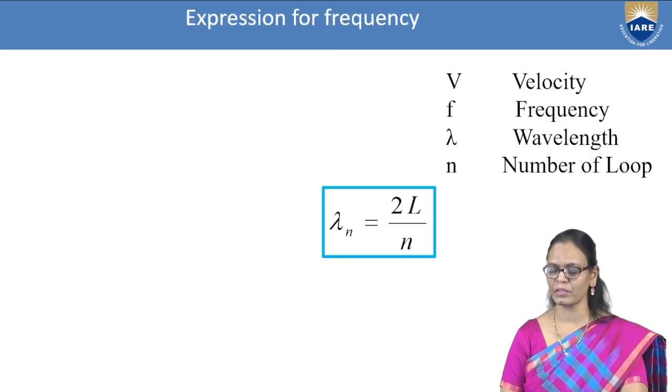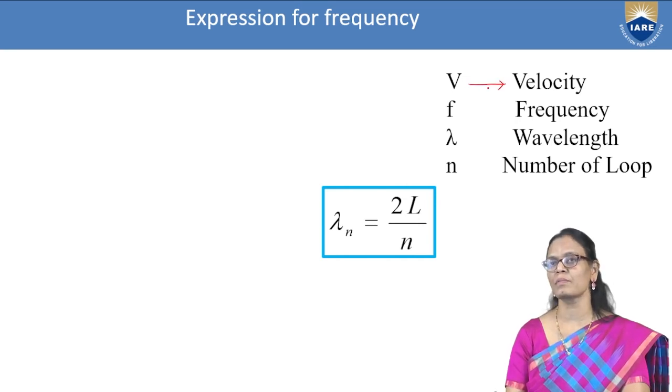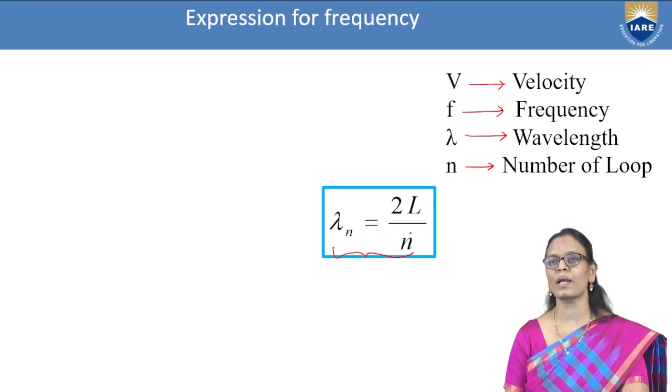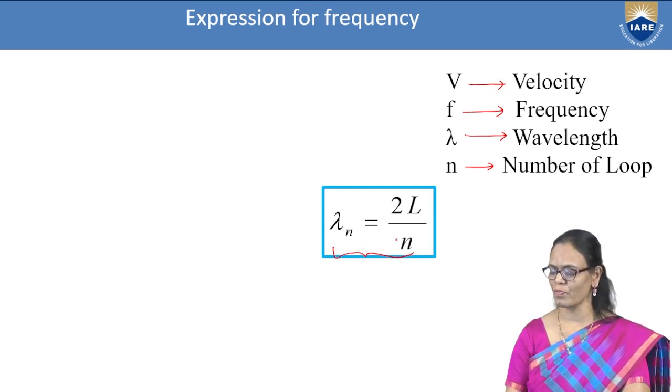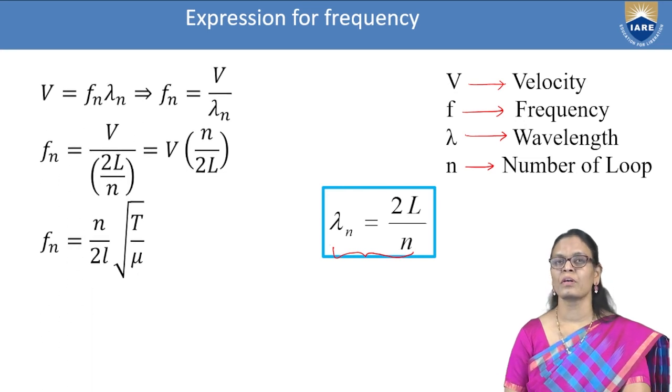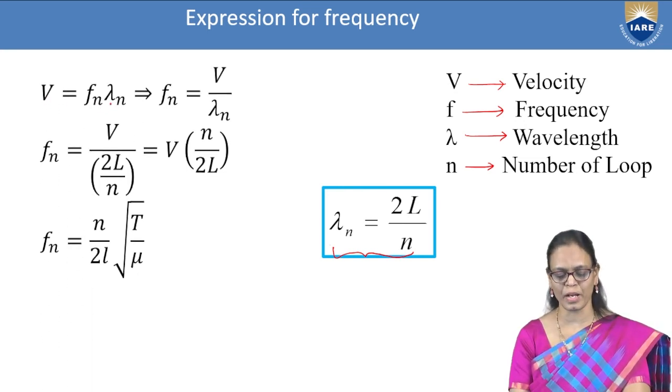Now how do we write the expression for frequency? If V represents the velocity, F is the frequency, lambda is the wavelength and n is the number of loops, we have just now derived the expression lambda n is equal to 2L upon n. So what will be our velocity? We know V is equal to F lambda. I am not writing n lambda because n we are denoting the number of loops.